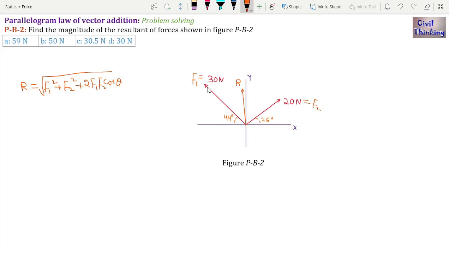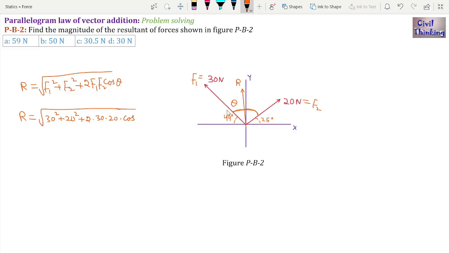And what is theta? Theta is the angle between the two vectors. Okay, this is the angle theta, right? Now we know R is equal to, what is the value of F1? 30 Newton and F2 is 20. So it is the square root of 30 squared plus 20 squared plus 2 times 30 times 20 times cos of theta.